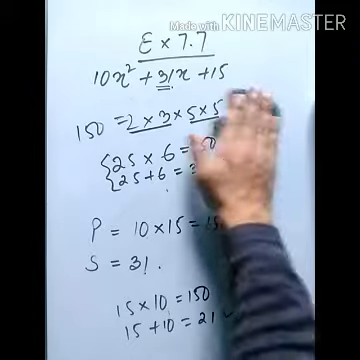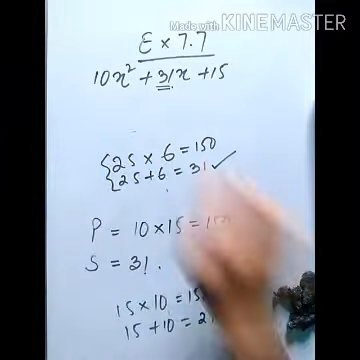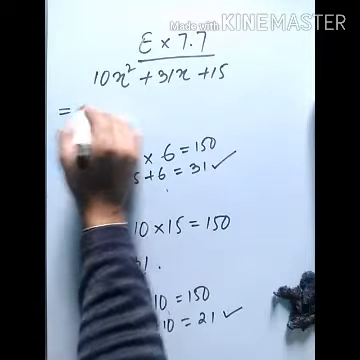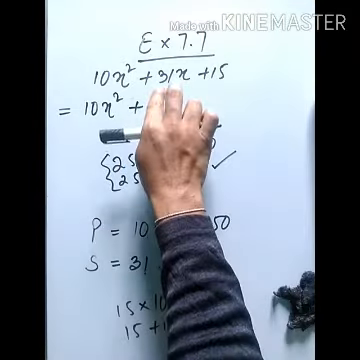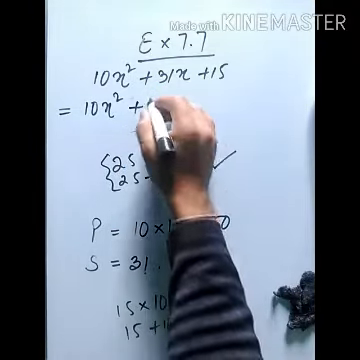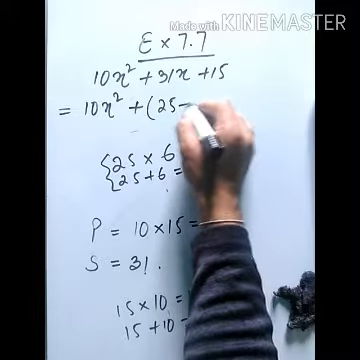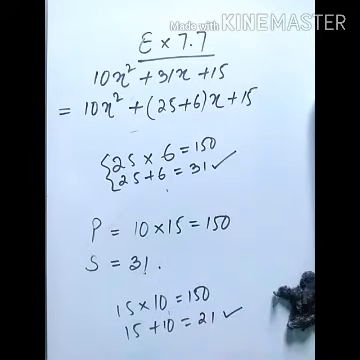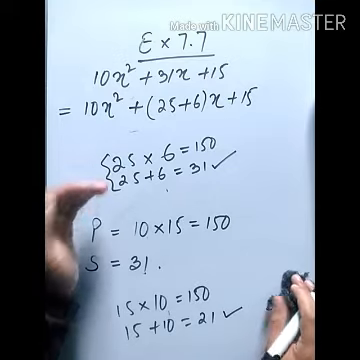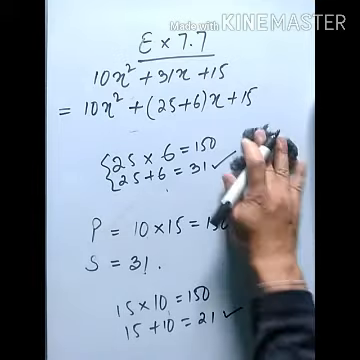Now what we are going to do is 10x square plus, we are going to split this 31 in the form of 25 plus 6, then x plus 15. So I hope you'd be copying this one in your copy. So let me just rub now.